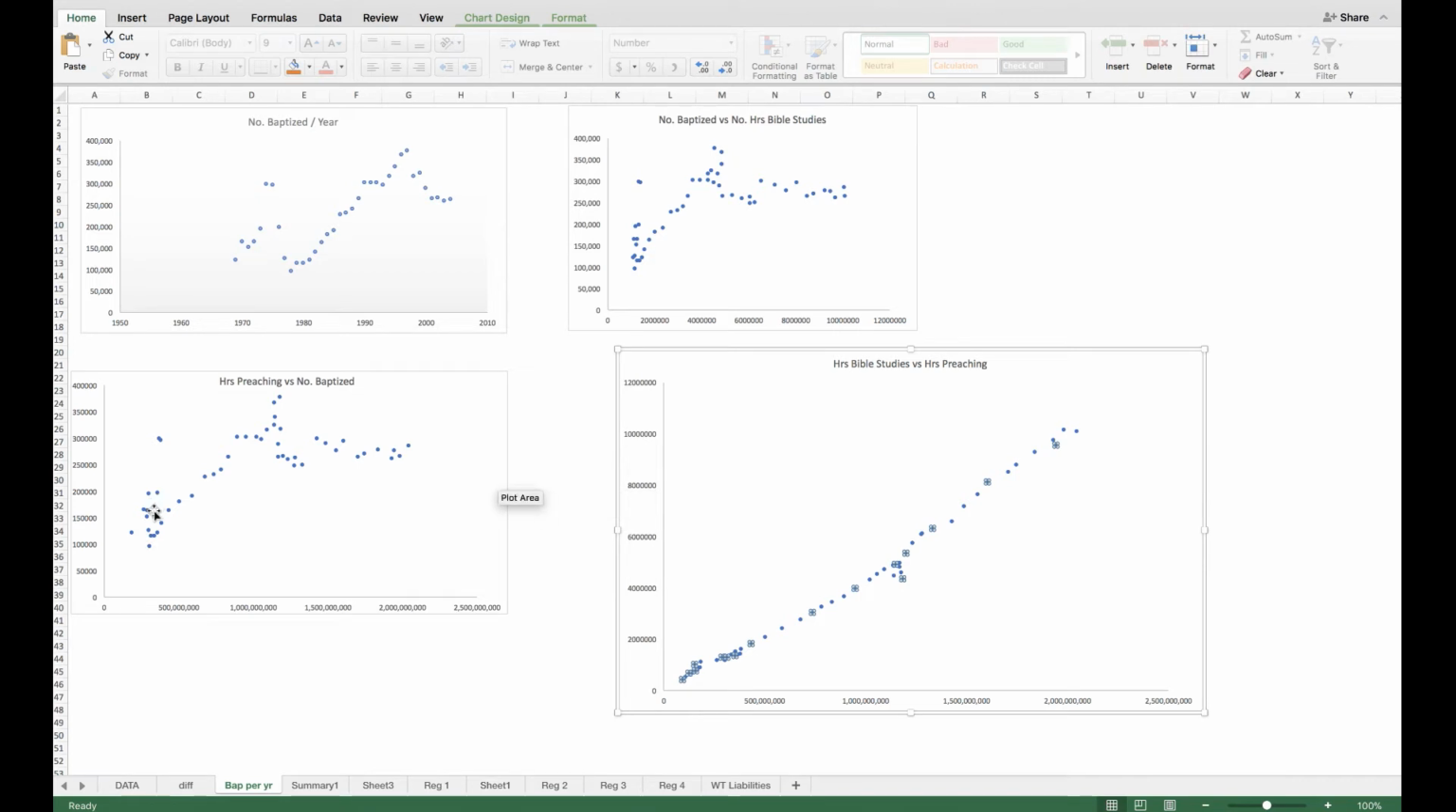I apologize. Here, there's a little noise in the 60s and 70s, but from around 1978 to around 1997, you see a corresponding increase in the number of hours and the number of people baptized. And you can see that it's not a perfectly straight line, that there's some scatter there. That there's some random element in there, but that's what you would expect to see.